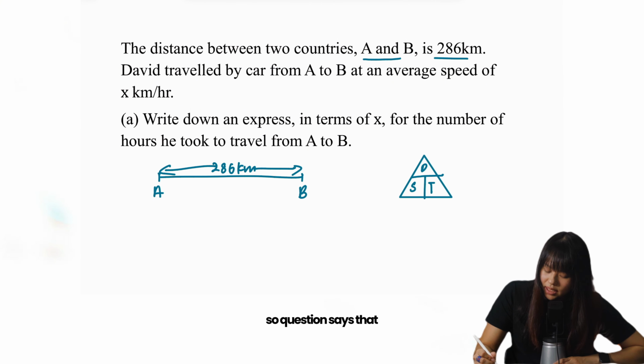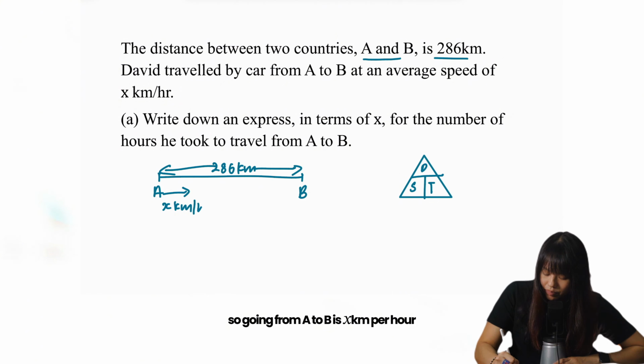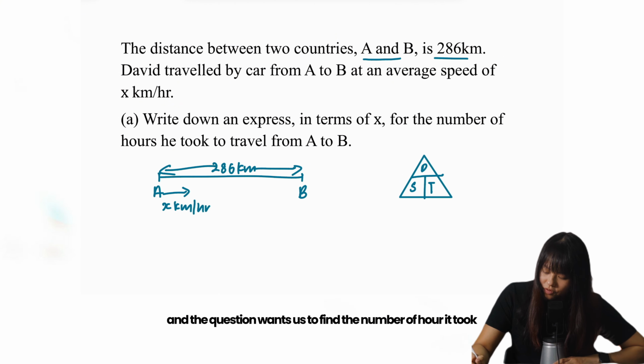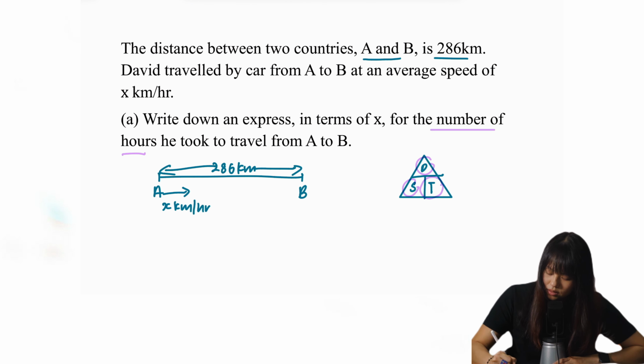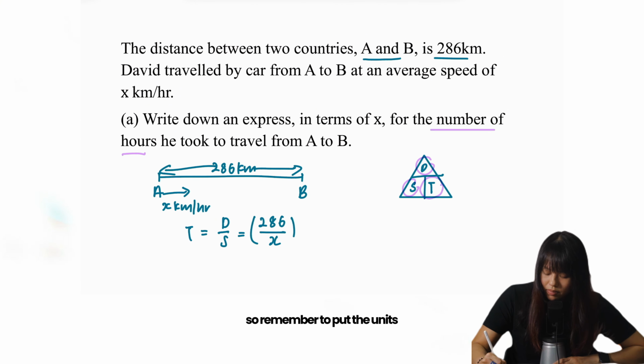The question says that David travels by car from A to B at a speed of x km per hour. So going from A to B is x km per hour. And the question wants us to find the number of hours it took. If you want to find time, it will be distance over speed. So time taken will be distance over speed, and distance is 286 and speed is x. Remember to put the units, which is 286 over x hours.